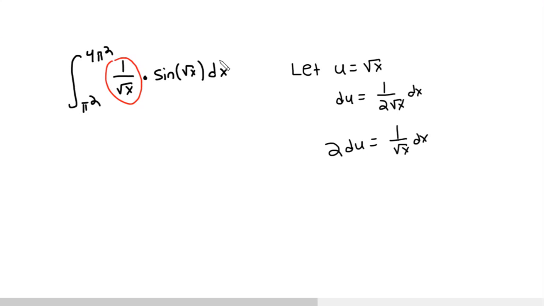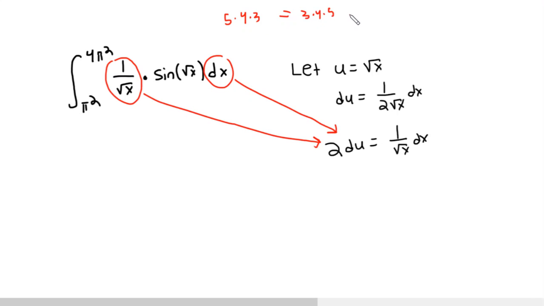So now, here's what happens. These two guys get replaced with that: 1 over rad x dx. They're not next to each other here, but this is multiplication, so the order doesn't matter. Like 5 times 4 times 3 is the same thing as 3 times 4 times 5, which is also the same thing as 4 times 5 times 3. The order doesn't matter, so this dx could be right here for all I care. So this 1 over rad x and this dx get replaced by 2du. And then this rad x gets replaced with u.